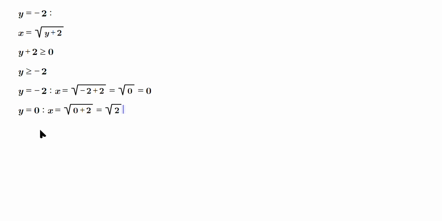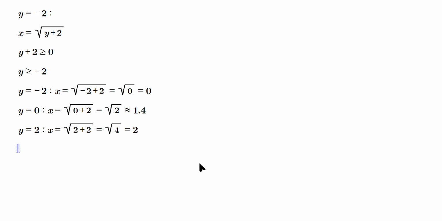Now that is about 1.4, you can check. But you probably want under the root symbol a perfect square, so then we get a perfect x-coordinate, so to speak. So if you put in 2, then x is equal to the root of 2 plus 2, which is the root of 4, so that's 2. And now, let's graph this.